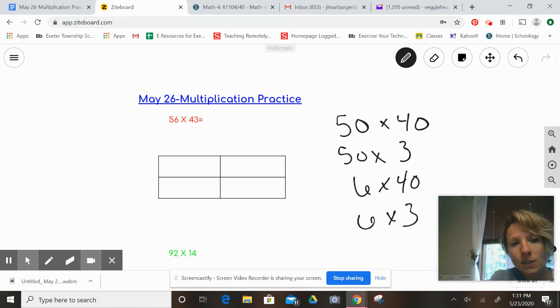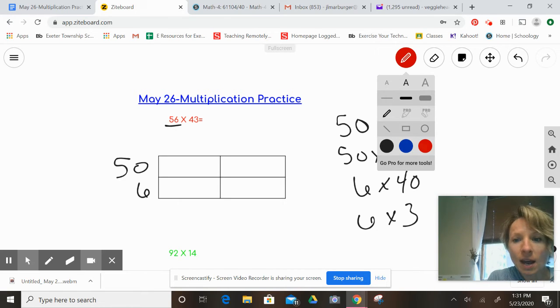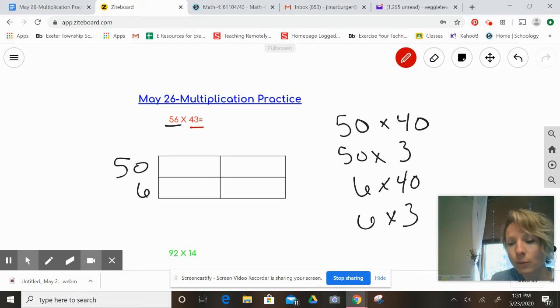So we would take the 56 and we're going to break it into the tens and the ones. So we have 5 tens in 56. 5 tens is worth 50. So we put the 50 along the side here. And then the 6 is in the ones place, and that's just worth 6. So there's my 56. Then we'll take a look at the next number, which is 43. 43 has a 4 in the tens place, and that's worth 40. And there's a 3 in the ones place, which is worth 3.